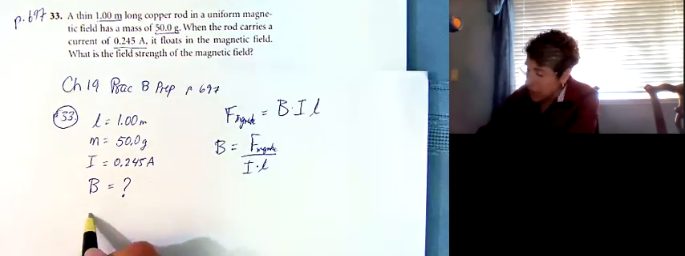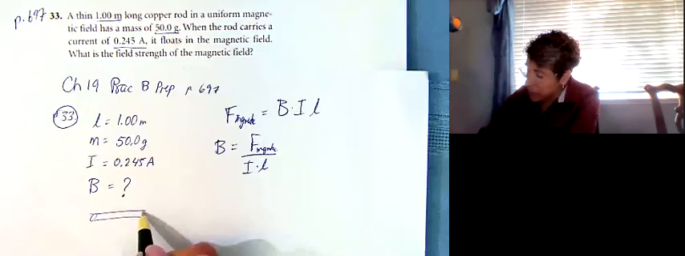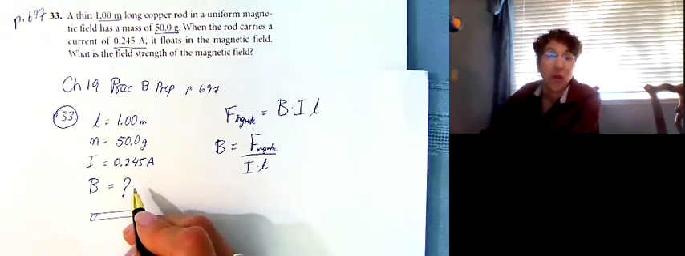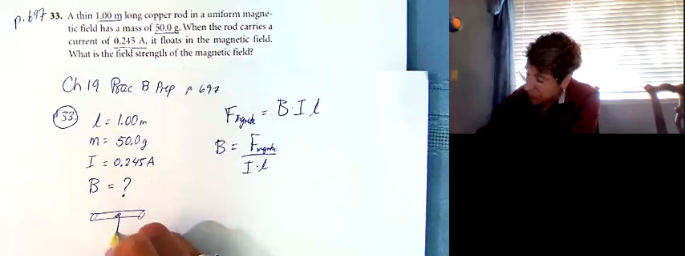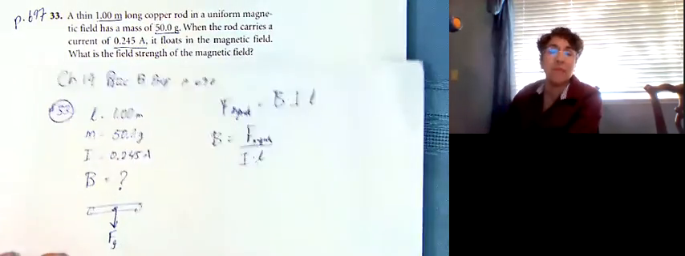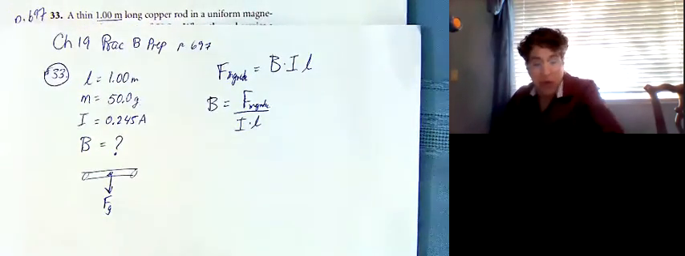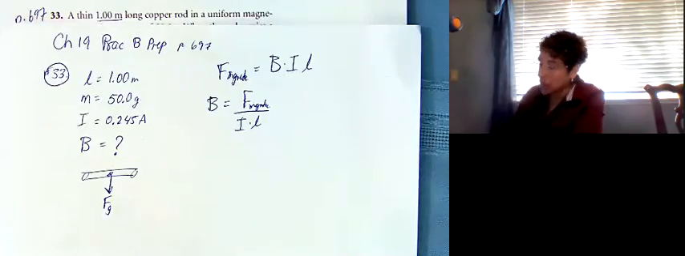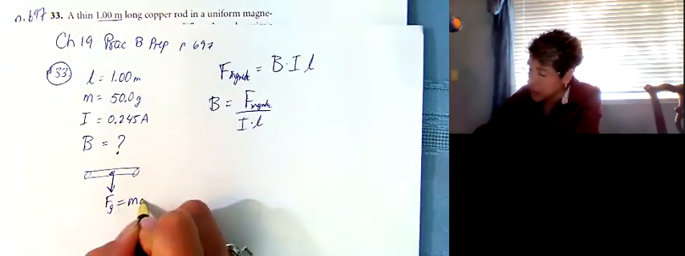So if I have an object of a certain length, but it has a mass, I know that there's a force going down. There's a gravitational force. So that's all I have. I have a gravitational force. So that must be what it is. Because of its mass, there's a force pushing down. So what is that? Well, I know it's mg.